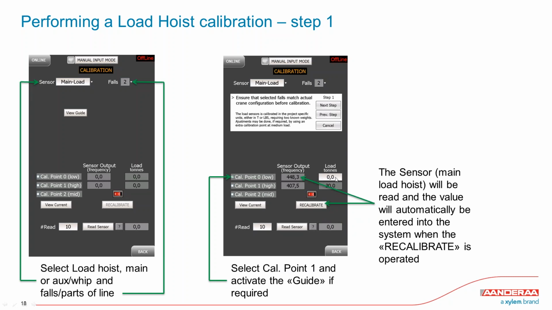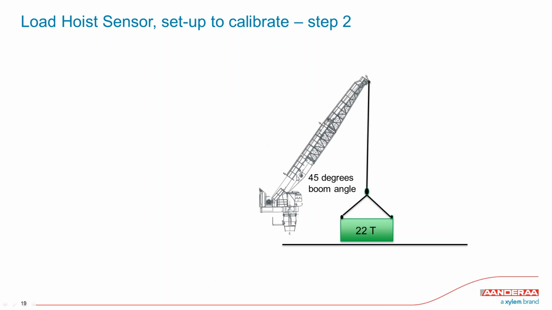Then again, you tell the system what you have in the hook. The hook should be empty, meaning 0 tons. And when you then hit recalibrate push button, you will then force the sensor to be read by the computer, and when ready, it will be uploaded into the system. Next step is pretty much the same. Boom at 45 degrees, and you lift the load. In this case, 22 tons.